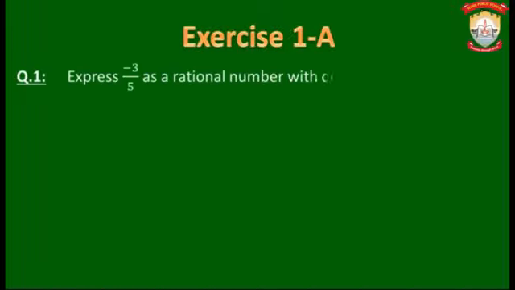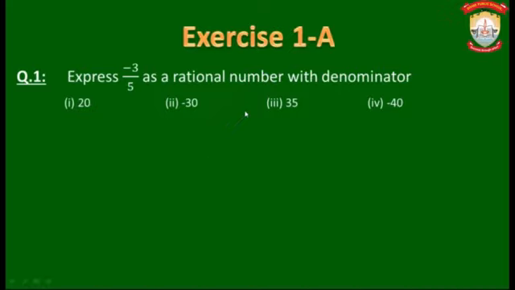So let's start. Question number 1 says, express minus 3 upon 5 as a rational number with denominator 20, minus 30, 35, minus 40. In this question, we have to express minus 3 upon 5 in different forms, whose denominator should be same as given.